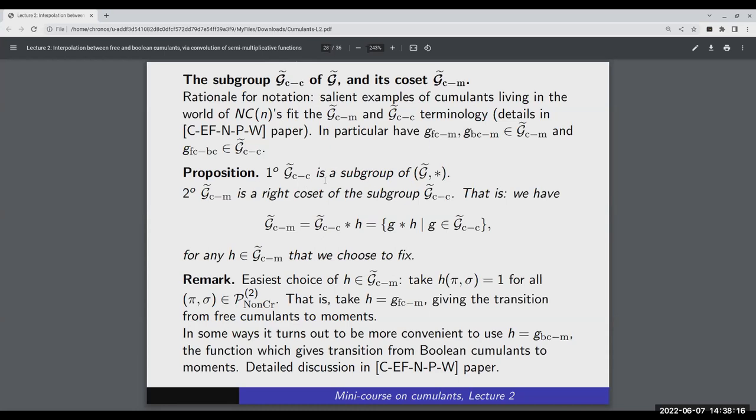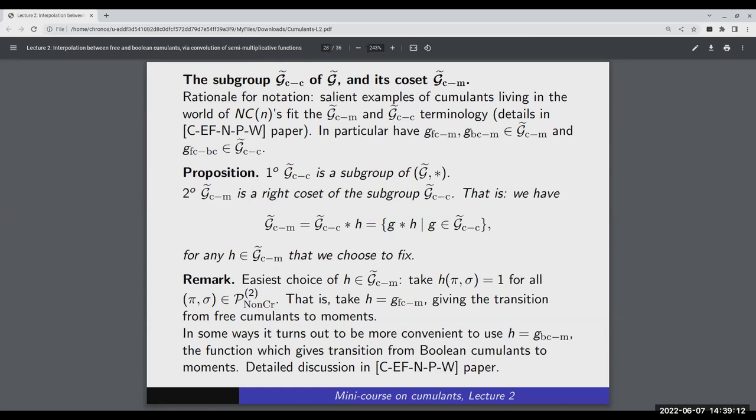Because actually what we prove is that cumulant to cumulant is a subgroup of G tilde. And G tilde C'M is a right coset. So you pick your favorite function from cumulants to moments, like for instance one of those two which I showed, either free cumulants to moments or Boolean cumulants to moments, fix that, call it h, and multiply it on the left with all the cumulant to cumulant functions, and that's going to be the collection C'M. When you start working with this, of course you would say that the one from free cumulants to moments must be the nicest one because it's identically equal to one. But then the other one, from Boolean cumulants to moments, actually also turns out to have nice features.